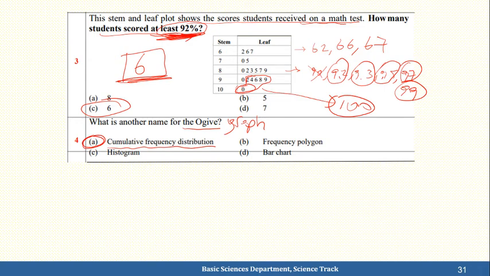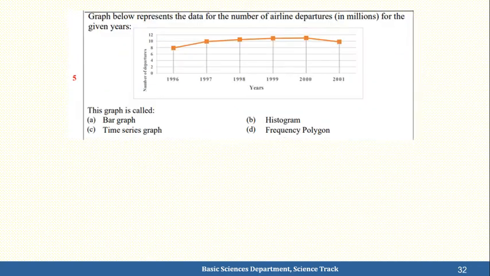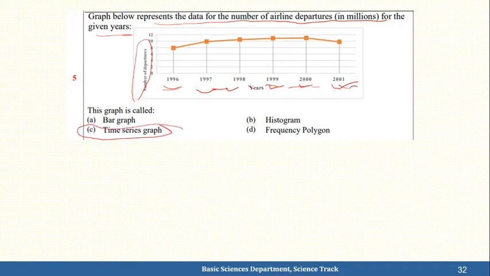So this is cumulative frequency distribution. Now the graph below represents the data for the number of airlines in millions for the given year. So we have years here, and for each year we have some value, the number of departures. Since we are dealing with a time series, it will be a time series graph.